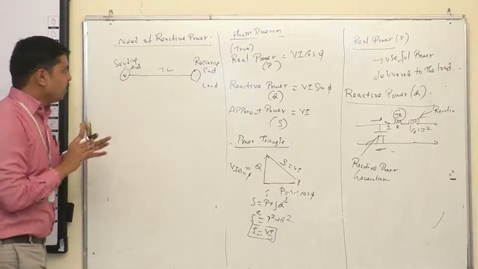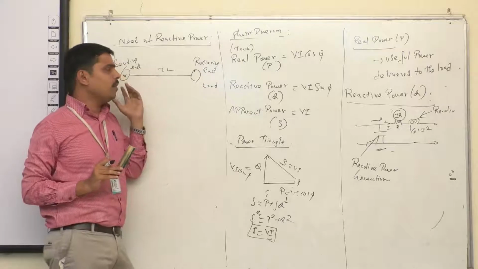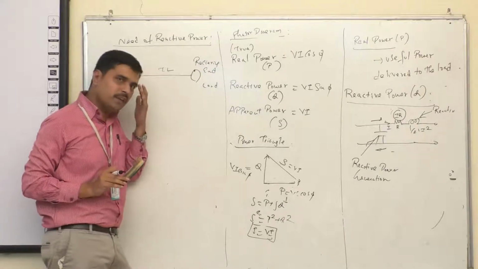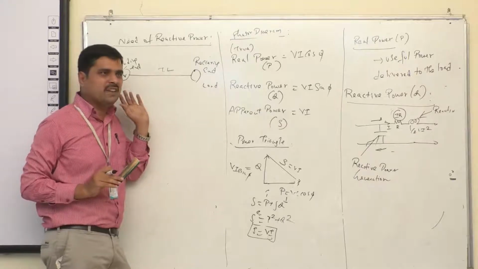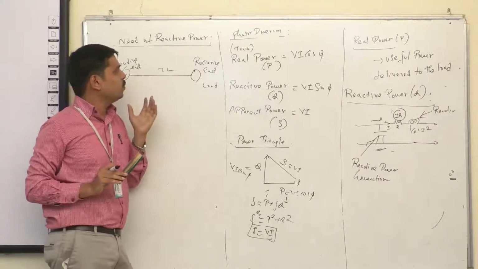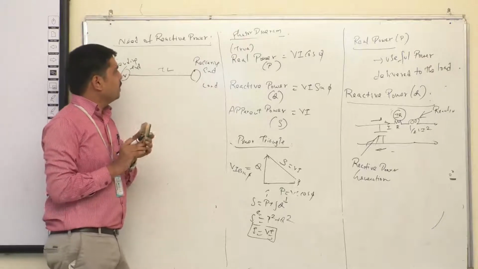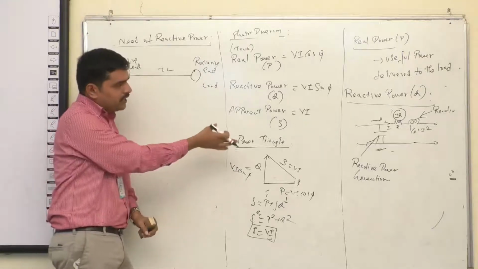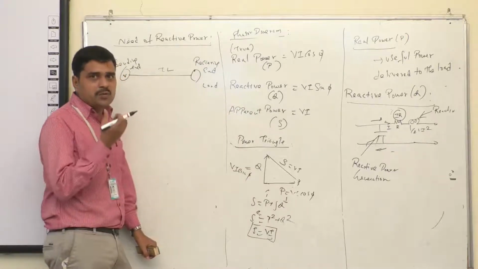So if I want to send some power from one place to another place, I need the help of some force. That is high voltage we are transmitting. We are transmitting everything at a very high voltage, that is 110 kV or 220 kV. I already told that in a transmission line we have an inductor and capacitor. So the inductor is absorbing some power.